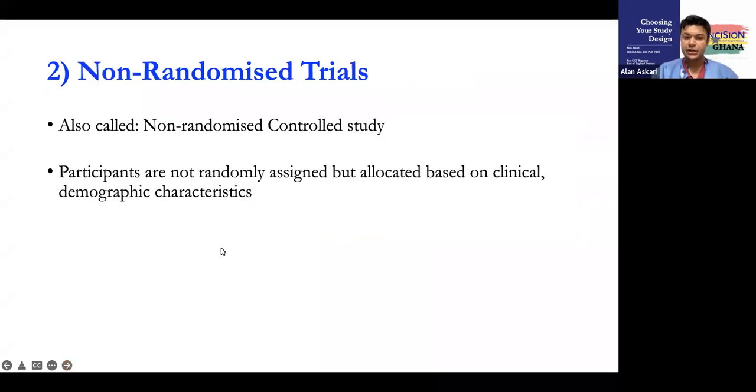Non-randomized trials, or non-randomized control studies, as they're otherwise called, are where participants are not randomly assigned, but are allocated based on clinical need or demographic characteristics. They're usually deemed to be slightly inferior to randomized control trials. However, in certain instances, it may be unethical to randomize people. Therefore, a non-randomized trial would be the next best thing.